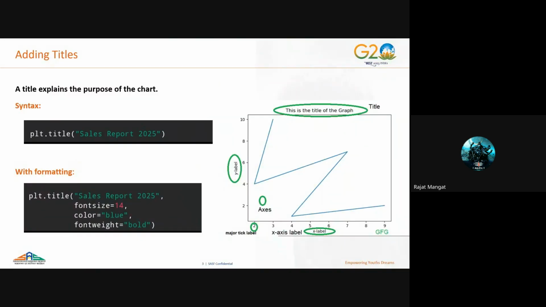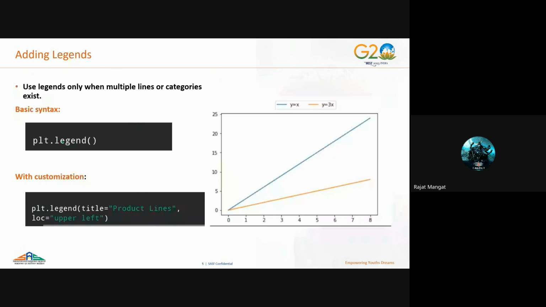So we are done with adding titles, we are done with adding axis labels. Now let's see what legends are. Use legends only when multiple lines or categories exist. Means when you want to plot two or more things on the same graph. Like in this example, you can see one is a blue line, which is representing y equal to x, and there is an orange line which is representing y equal to 3x. So there are two different types of entities that we are trying to plot in the same graph only.